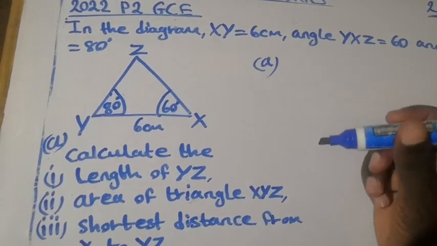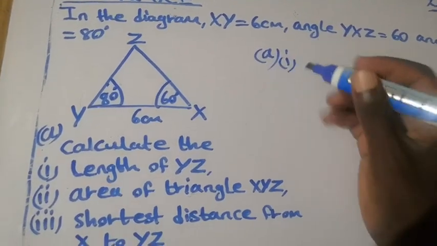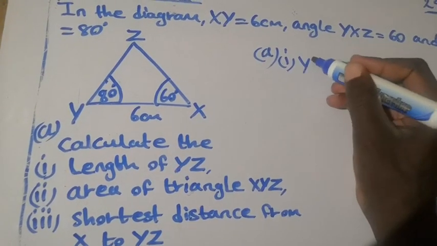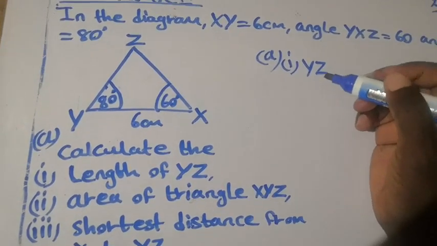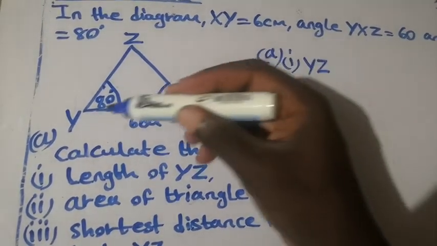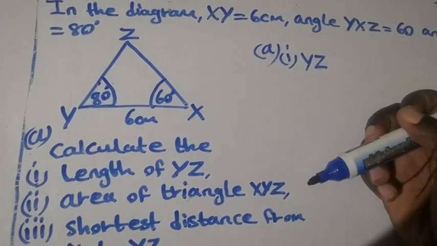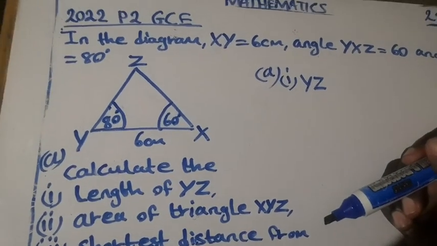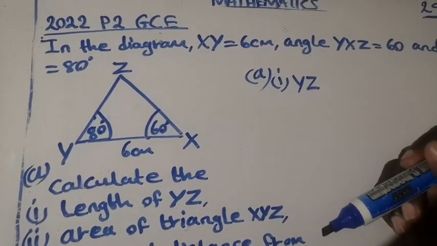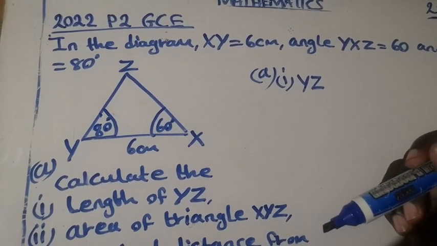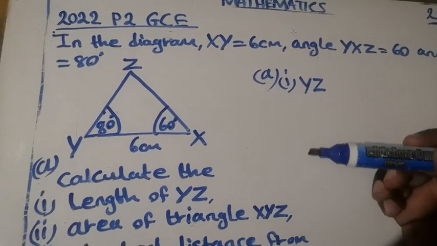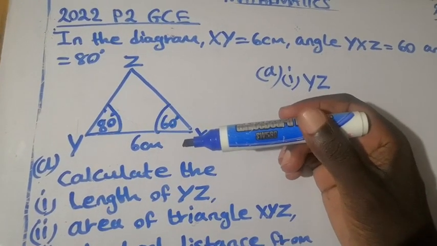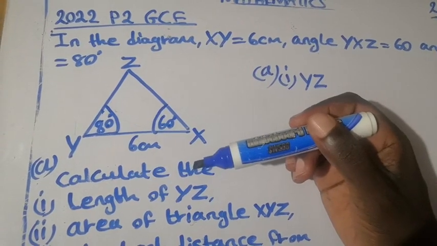For part A, question Roman numeral 1, they want us to find the length YZ. For us to find this length, we first have to understand the diagram. It is a sine rule diagram, because we have two angles given with one side, and it is not a right-angled triangle. So we have to apply the sine rule.